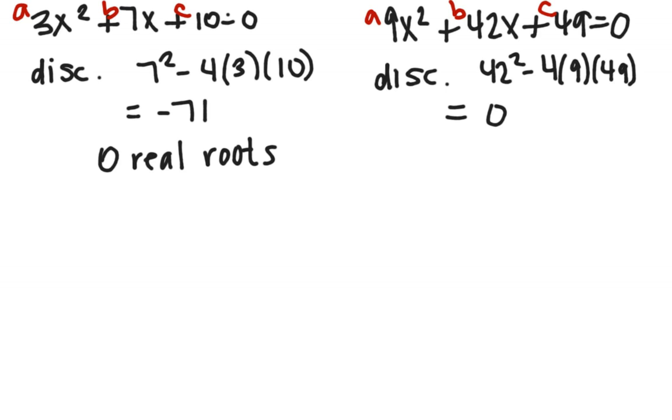And when we go to take the square root of 0, we get 0. We add or subtract 0, we get the same number. So that means we end up with one real root or one real solution.